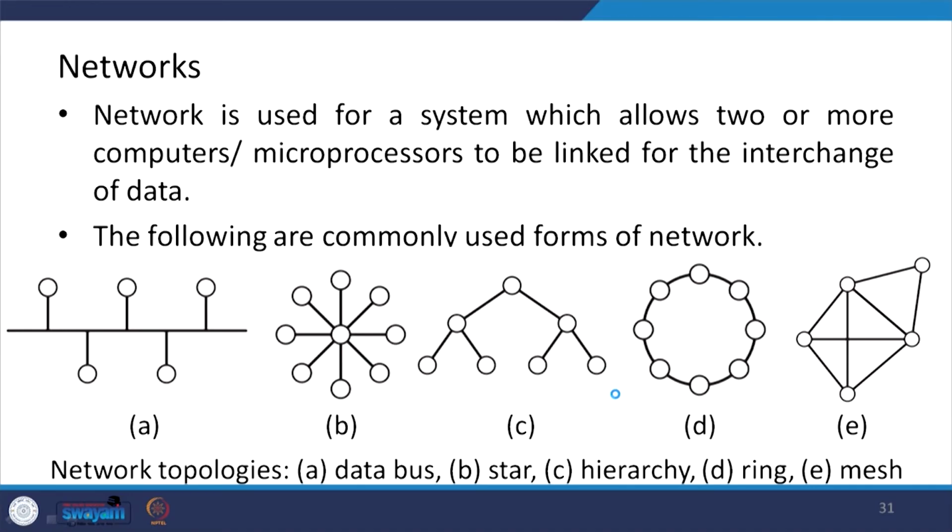Now, let us look at networks. A network is used for a system which allows two or more computers or microprocessors to be linked for the interchange of data. These are some of the common forms of network. I will be talking in detail about the data bus, the star configuration, the hierarchical, the ring, and the mesh.